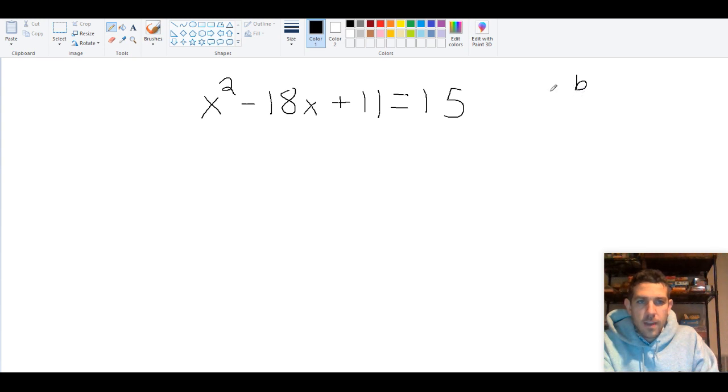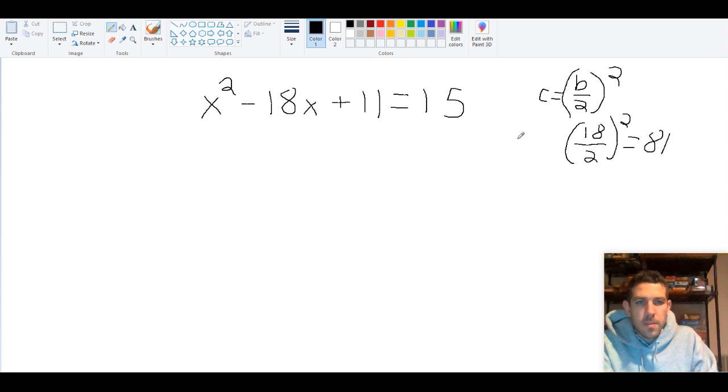need the c value. The c value must be equal to b cut in half and squared. So in this case, the b value is 18. So 18 divided by 2 is 9. And squared, 9 times 9 is 81. So I need my c value to be 81, but it's only 11.